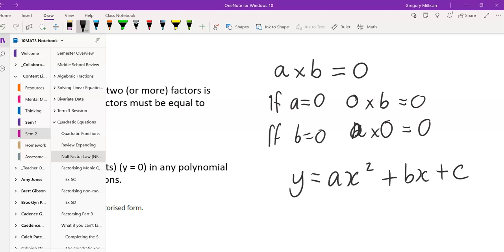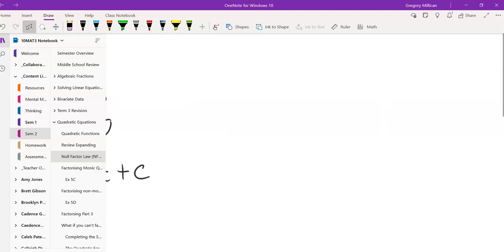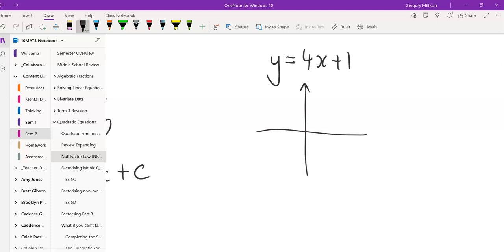This is what we tried to do with our linear equations last term. We want to find x-intercepts, we let y equal 0, and we solve for x. So in a linear equation, for example, if I have 4x plus 1, does that look familiar to you? What kind of equation is that? It's a line, right? We literally just did a whole term on it.